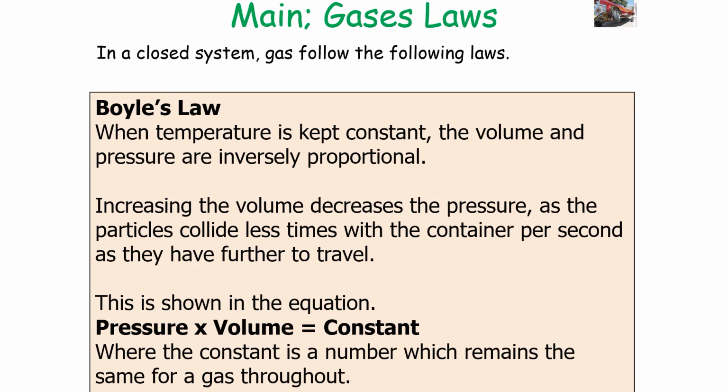So in a closed system, a gas has the following laws. The first one is Boyle's law. When the temperature is kept constant, the volume and pressure are inversely proportional. Increasing the volume decreases the pressure as the particles collide less times with the container per second as they have further to travel. This is shown in the equation pressure times by volume equals a constant, where the constant is a number which remains the same for a gas throughout.